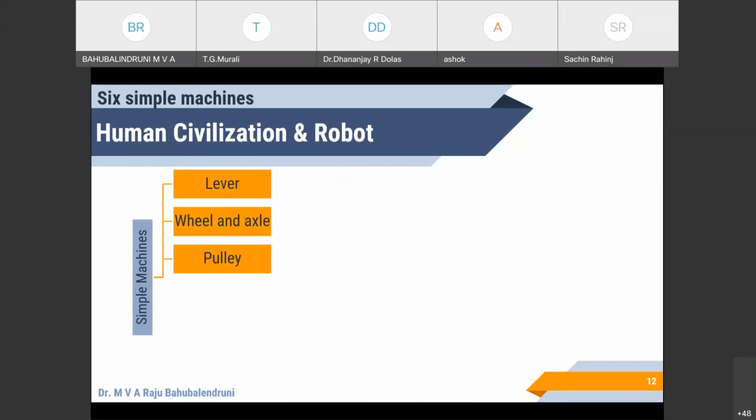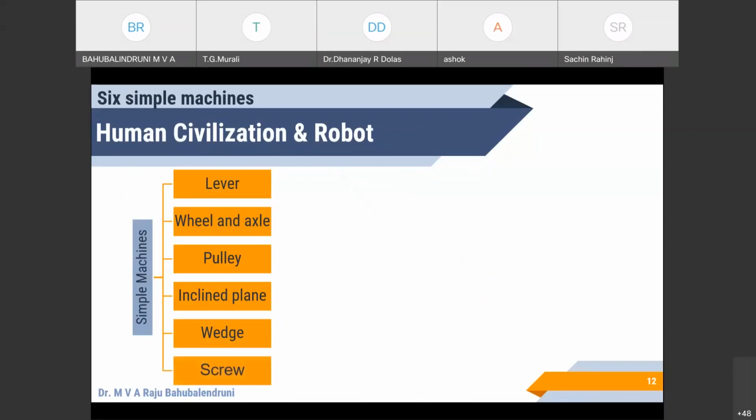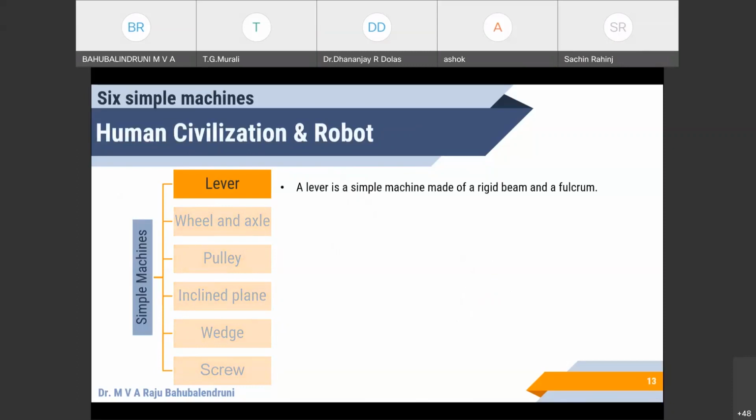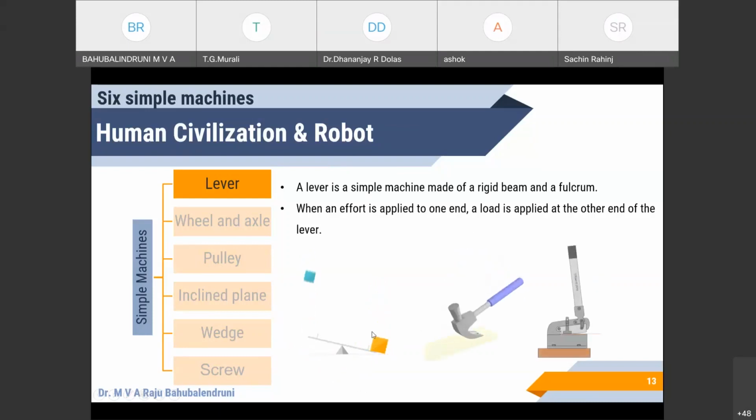The first one is the lever, the second is the wheel and axle, third is the pulley, fourth is the inclined plane, fifth is the wedge, and sixth is the screw. Most of these simple machines were used for agricultural purposes. The lever is a simple machine made up of a rigid beam and fulcrum, which you can use to lift heavier loads with smaller effort. And you can see the principle involved in most of our day-to-day elements.